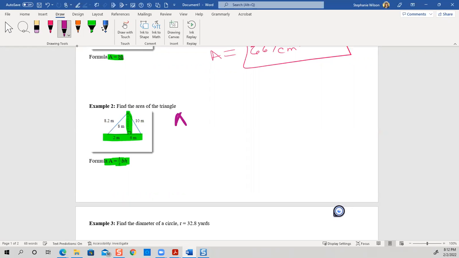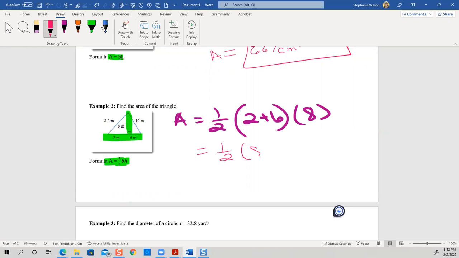We have area is equal to half times my base. Well, I have a base of 2 and 6. So it's 2 plus 6 times my height of h. Let's write it. Half of that. So I got 8 times 8. This equals half times 8 times 8 is 64. And if we are to see what's half of 64, we know it's 32. And let's not forget our units. We got meters squared. And that is our answer.